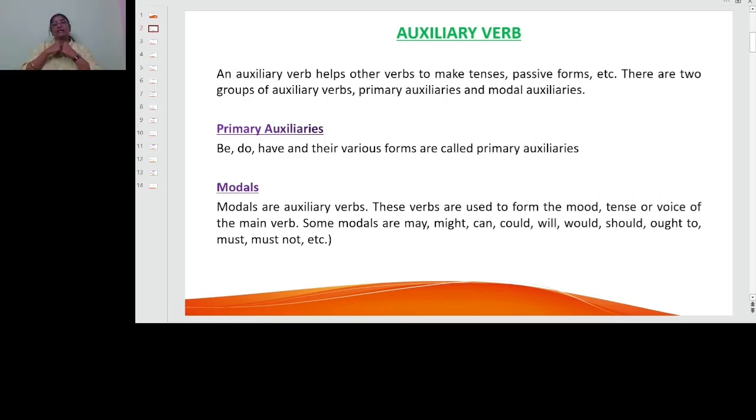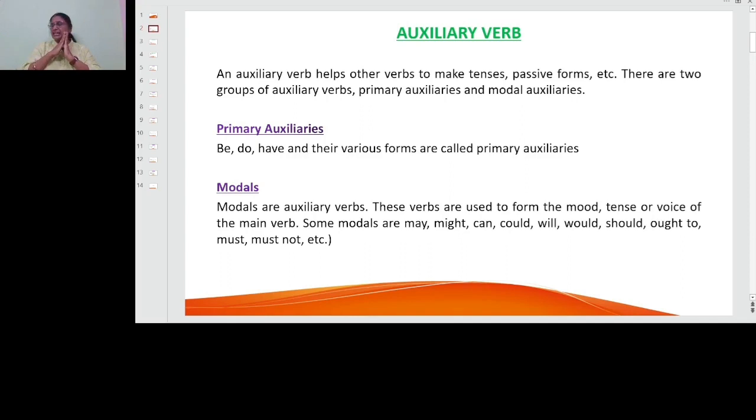How? For example, she is beautiful. Now here, is, though it is the be form of the verb, is standing on its own, so we call it a primary verb, or the main verb, not an auxiliary verb. Sometimes, rarely, these auxiliaries can stand on their own also. Now what about modal verbs?